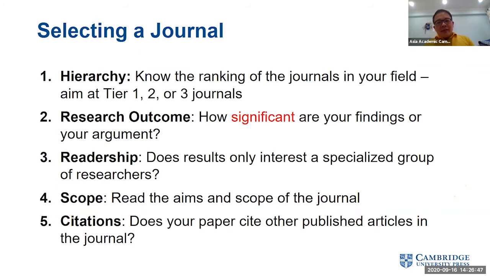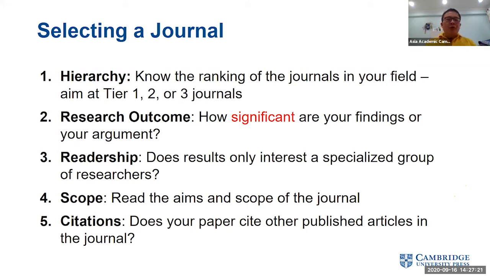When it comes to selecting a journal, here are some steps you can follow. First one, hierarchy. You must know the ranking of the journals in your field. Definitely some schools and departments will tell you which are the first top tier journals, or second tier or lower tier journals. So you have to know the rankings first, and then think about the research outcome for your paper. How significant are the findings or argument itself? If the findings of your paper are very significant and have global impact, of course you will aim for a top tier journal.